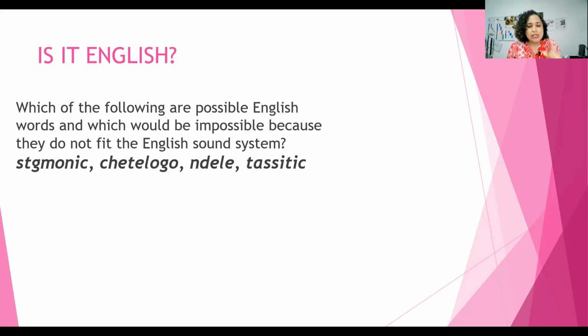So maybe one of them is in Spanish, but not in English. Let me just give you the key. Some of them are English and some of them are not. It's kind of half and half. We have two words in English and two words that are not even words. Which one do you think, from those, mnemonic, share, catalogo, Ndel, tacitic, which ones do you think are English and which ones do you think are not?